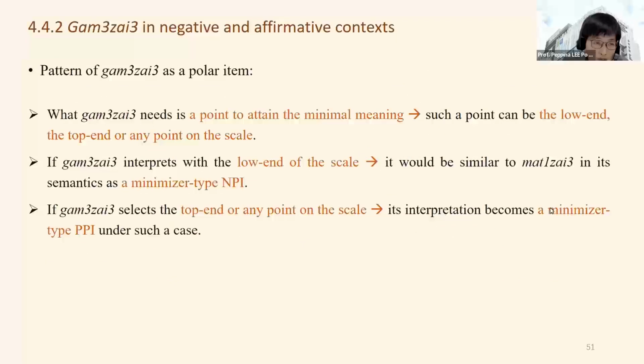Okay, so generalizing the pattern of gamzai and the matzai of gamzai as a polar item, what gamzai needs is a point to attain the minimal reading. Such a point can be the low end, the top end, or any point of the scale. If gamzai interprets the low end, it will be similar to matzai in its semantics as a minimizing type MPI. On the other hand, if gamzai selects the top end or any point on the scale, its interpretation becomes a minimizing type PPI under such a case.